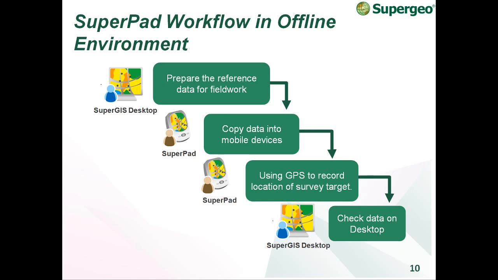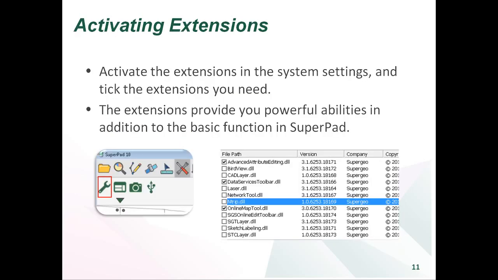Then when you're in the field, you can record the location of the survey target by GPS and also add the attribute information. After finishing the survey, you can check the data on SuperGIS Desktop.